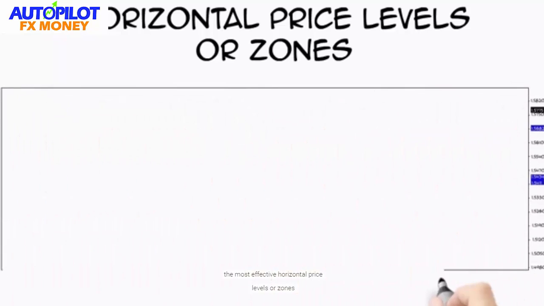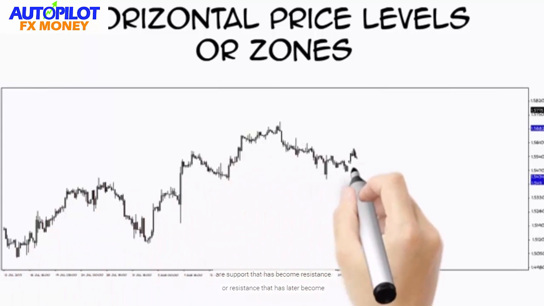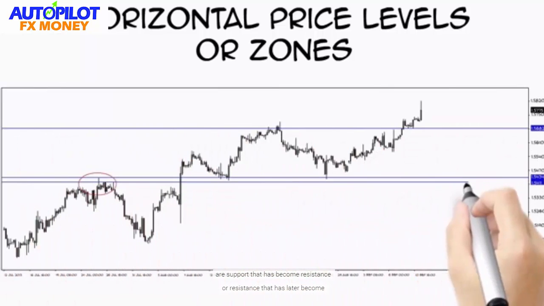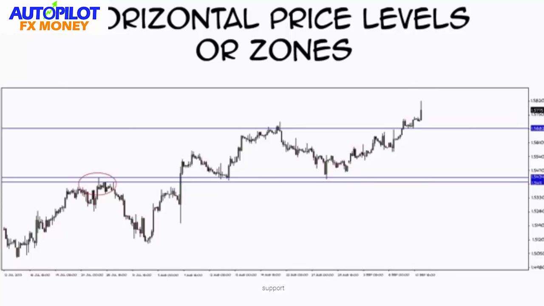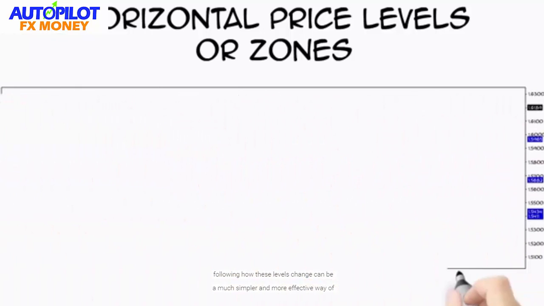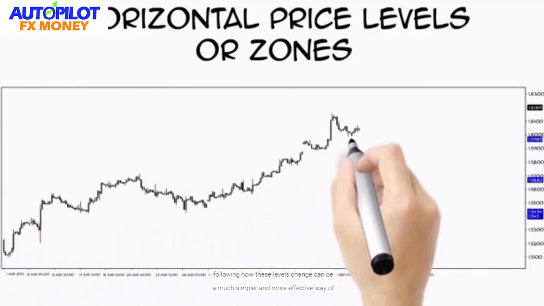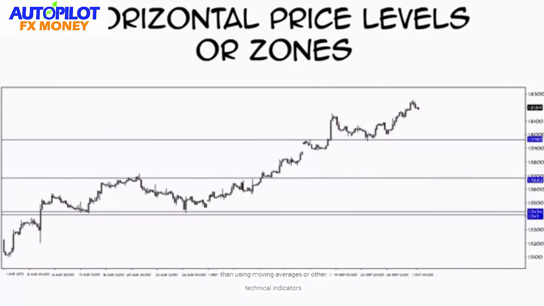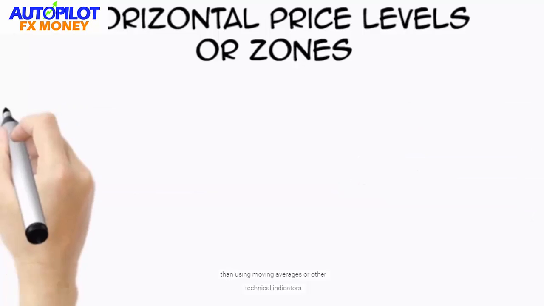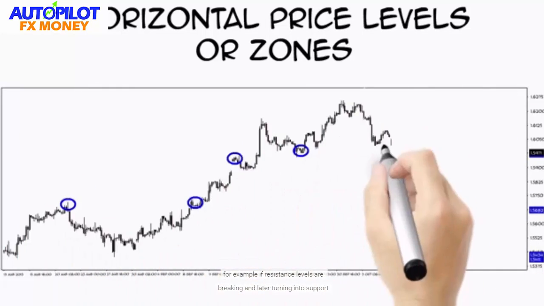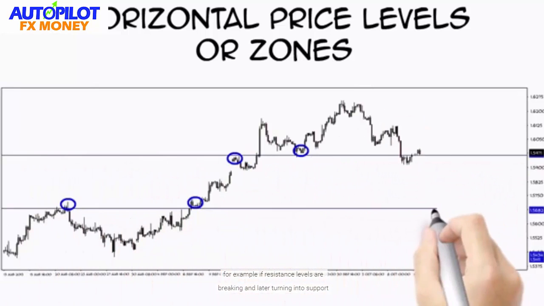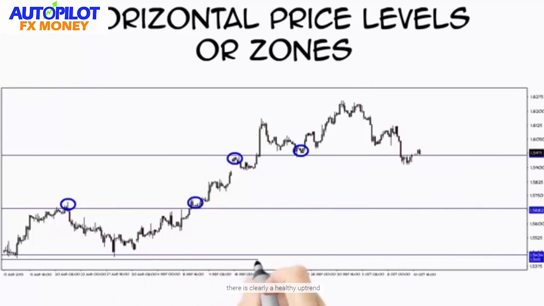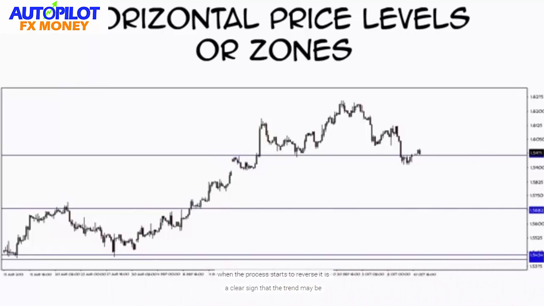The most effective horizontal price levels or zones are support that has become resistance, or resistance that has later become support. Following how these levels change can be a much simpler and more effective way of measuring the health of a trend than using moving averages or other technical indicators. For example, if resistance levels are breaking and later turning into support again and again, there is clearly a healthy uptrend. When the process starts to reverse, it is a clear sign that the trend may be starting to change.